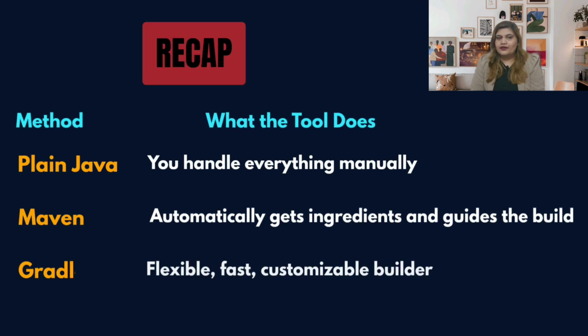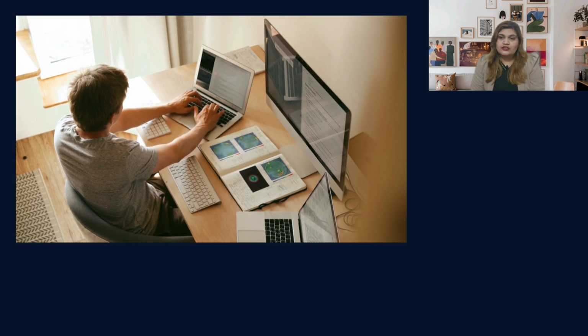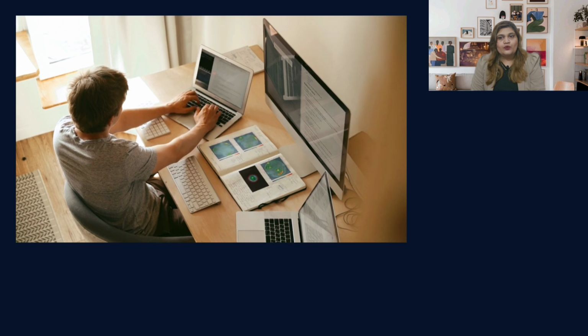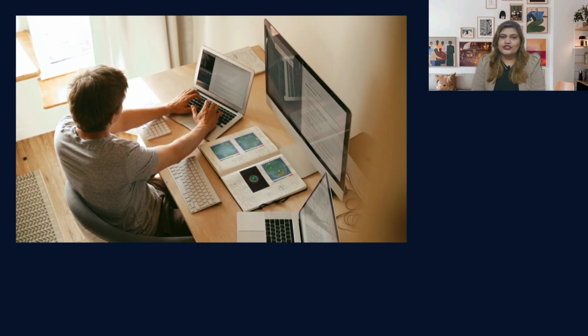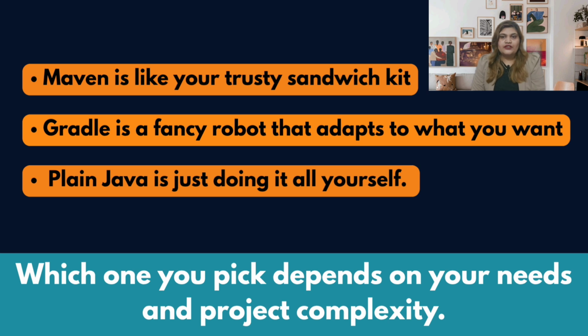Here's a quick recap. Plain Java project: you handle everything manually. Maven: automatically gets ingredients and guides the build. Gradle: flexible, fast, customizable builder. Why use Maven and Gradle? Because managing all the ingredients and steps yourself gets hard fast, especially for big projects. These tools save time, avoid mistakes, and make it easier to share your projects with others. So, to sum it up, Maven is like your trusty sandwich kit, Gradle is a fancy robot that adapts to what you want, and plain Java is just doing it yourself.